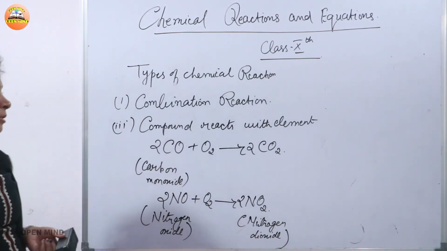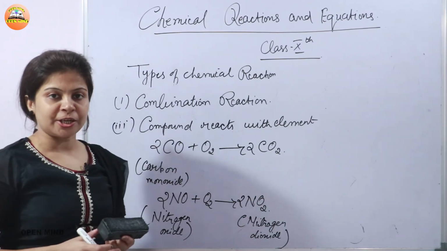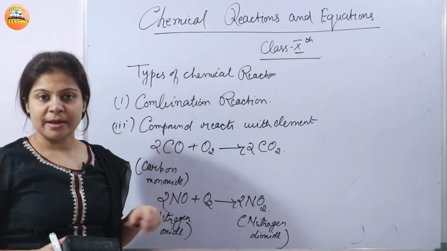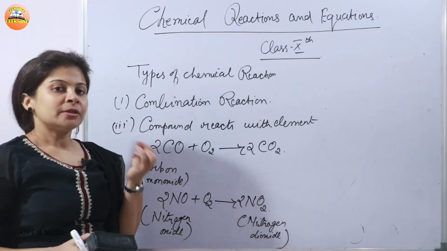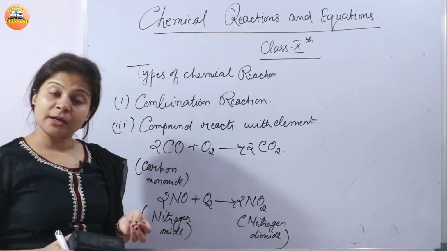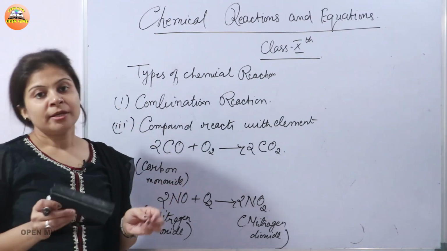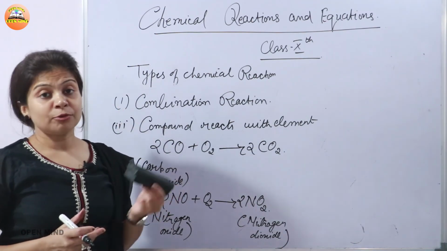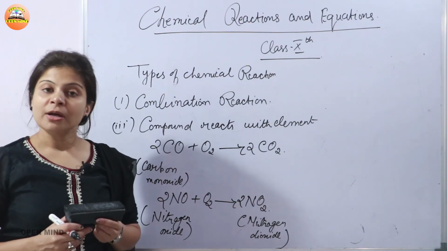So I hope now the combination reaction is very clear to you. There are 3 types of combination reaction. First, when an element combines with an element. Second, when a compound reacts with a compound. Third, when an element reacts with a compound. But always remember, after the reaction is over, please don't forget to balance it. If you don't balance it, you are violating the law of conservation of mass.